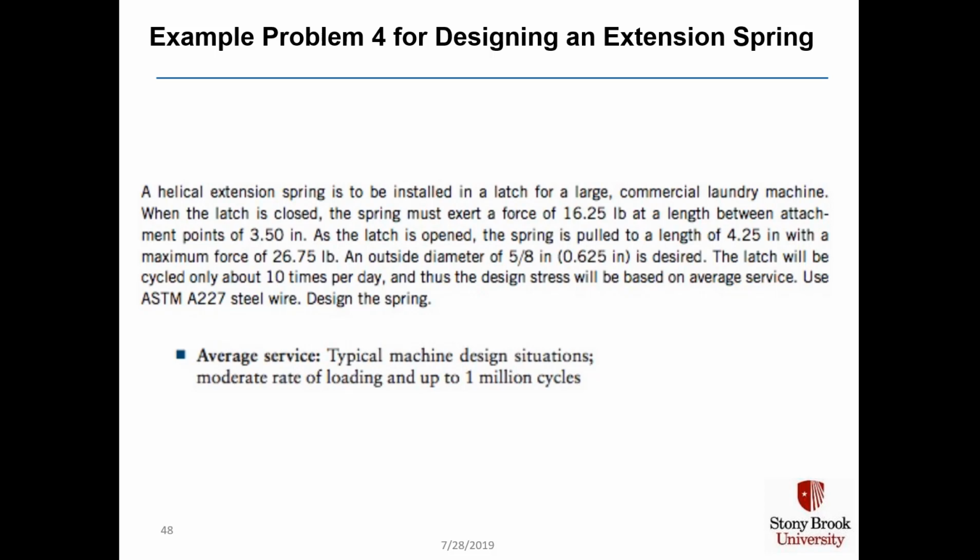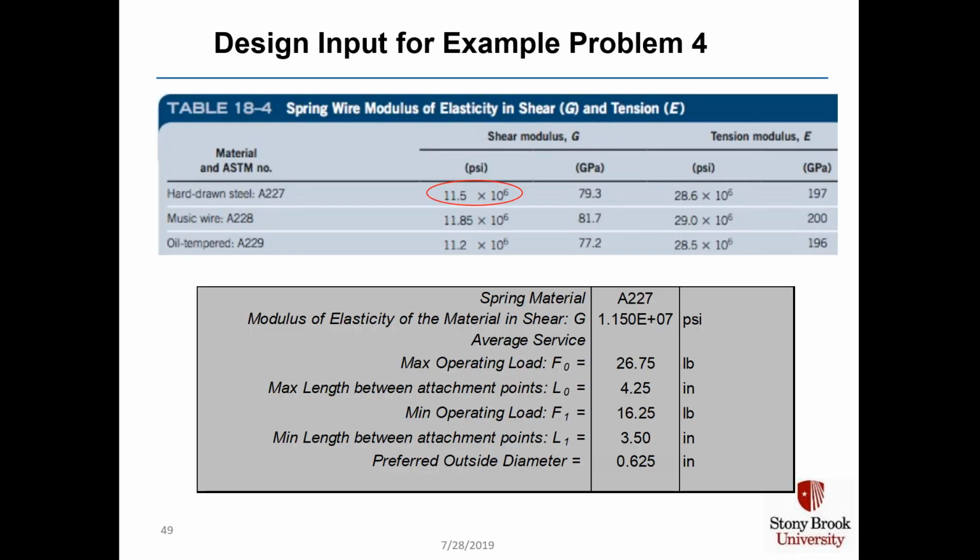An outside diameter of 5/8 of an inch, which is 0.625 inches, is desired. The latch will be cycled only about 10 times a day, and so the design stress will be based on average service. We will use ASTM A227 steel wire. We dial all of this information into the table at the bottom of this slide. The shear modulus G for A227 material is 11.5 times 10 to the 6th psi.